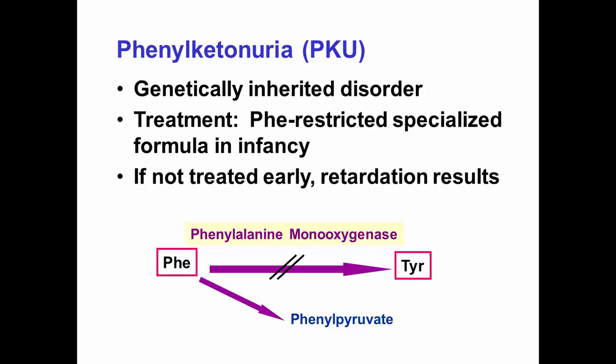Under these conditions, tyrosine incidentally becomes conditionally essential. I didn't give you the whole list of conditionally essential amino acids, but this is essentially a degradation pathway that is blocked by this inborn error in this enzyme, phenylalanine monooxygenase.